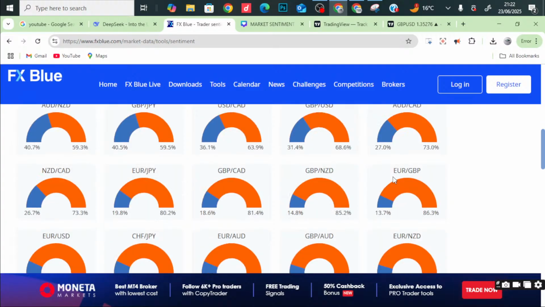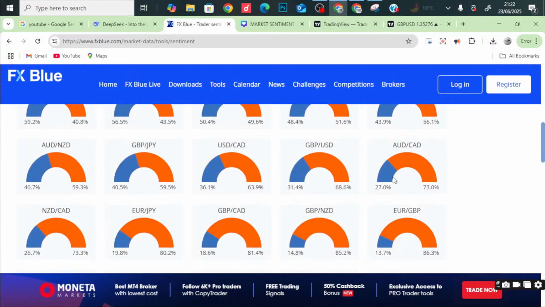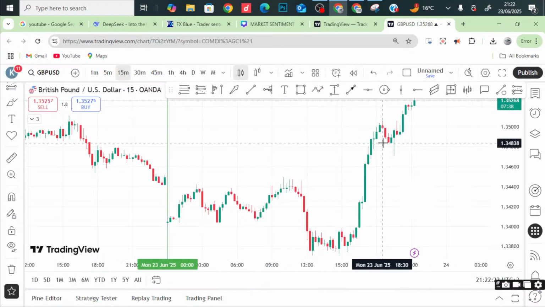So I think those are the sentiments. Literally, if you want to understand sentiment, that's how we do it. You just look at the currency pair being sentimented and you confirm with the chart.